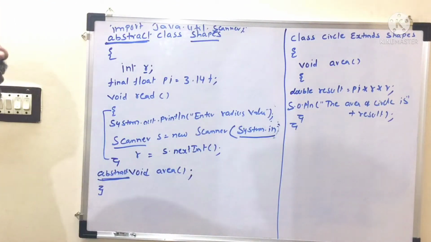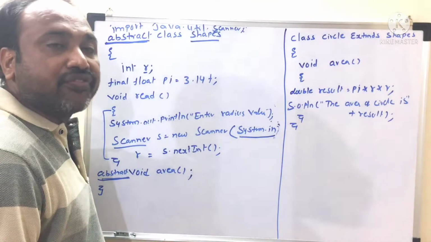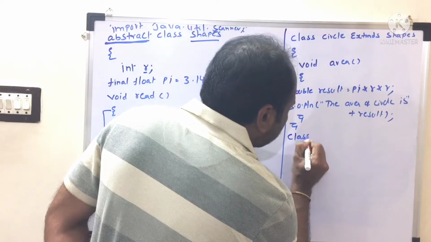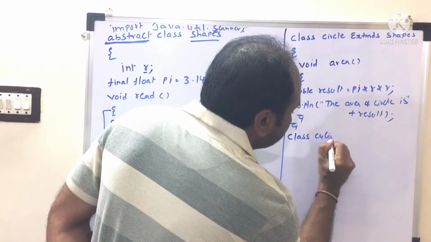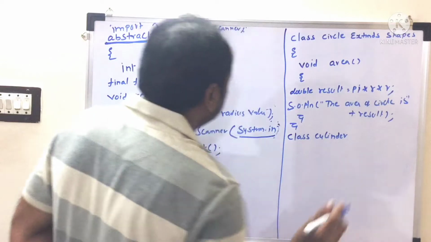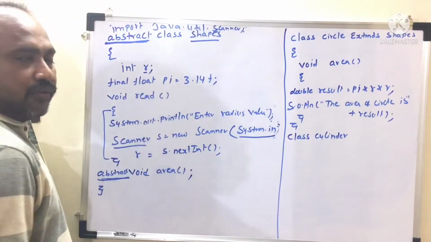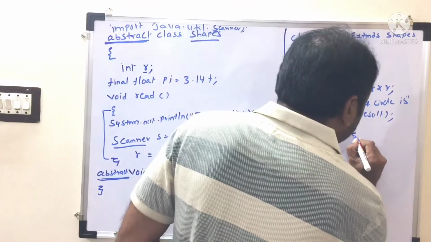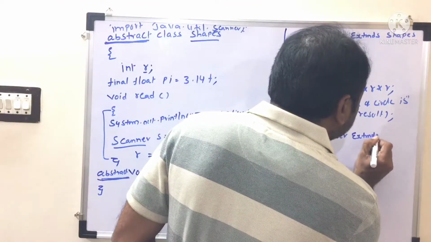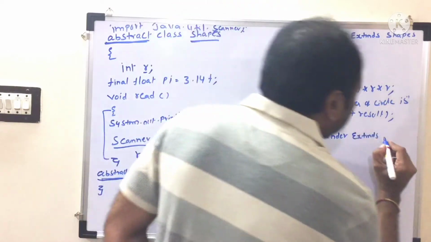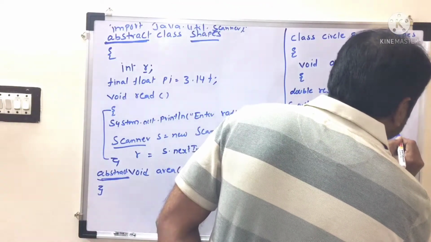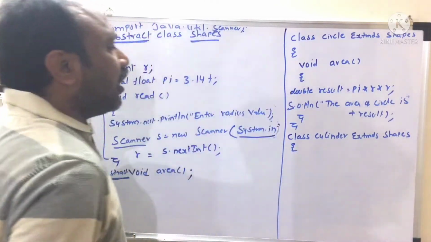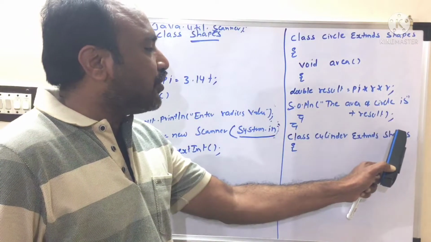Now I have to find out the area of cylinder. Class cylinder. What is the formula for area of cylinder? 2 pi r into r plus h. Already I have the pi value and r value, but I require the h value. Class cylinder extends, from the shapes class. I am creating the cylinder class from the shapes class.